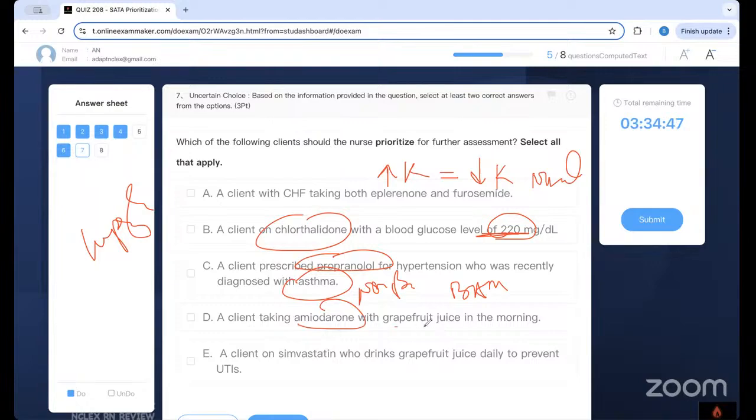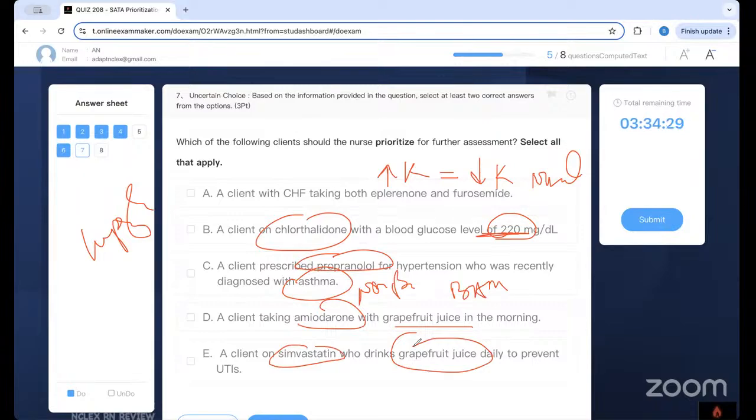Amiodarone, you should avoid grapefruit juice because it's going to increase the toxicity of amiodarone. If you take simvastatin and you drink grapefruit juice, your toxicity is also going to increase.